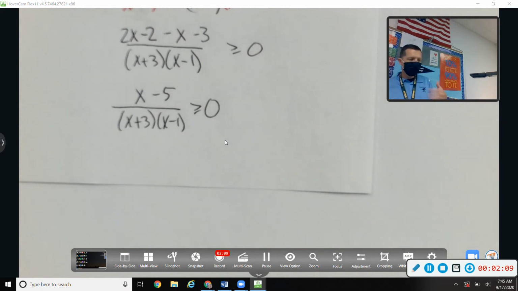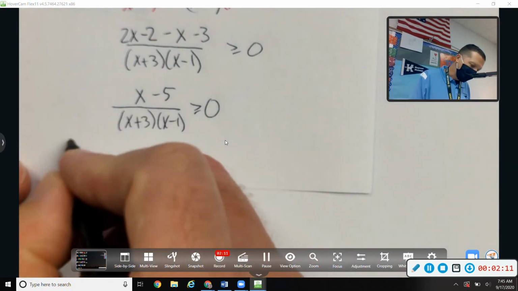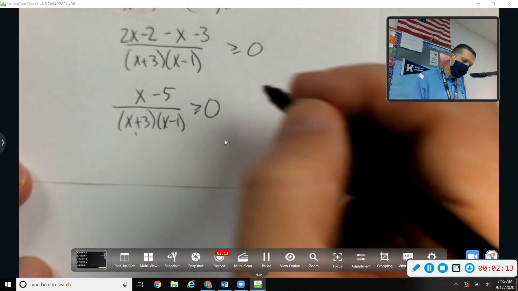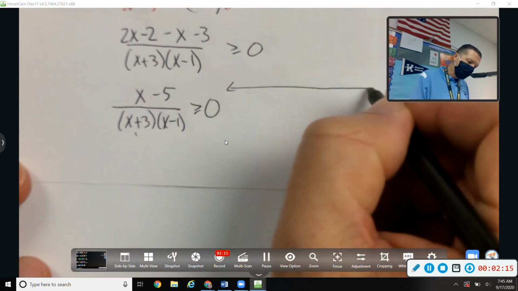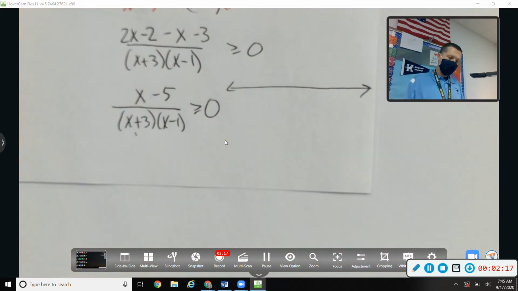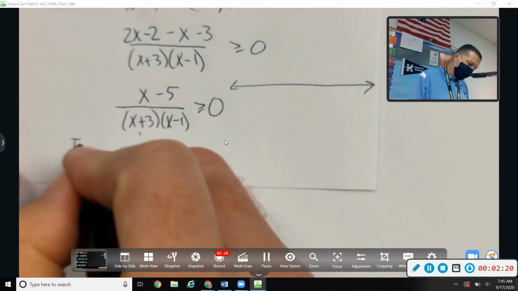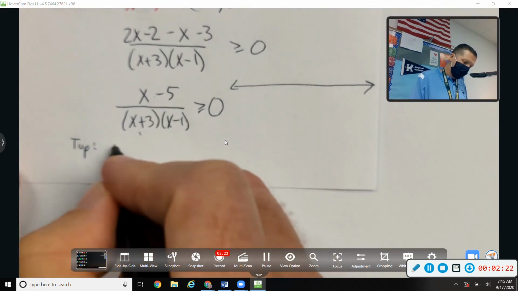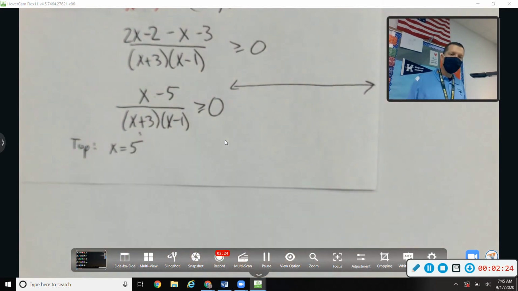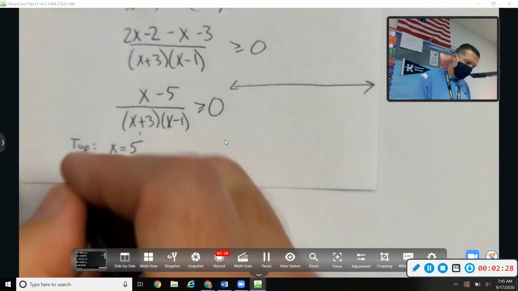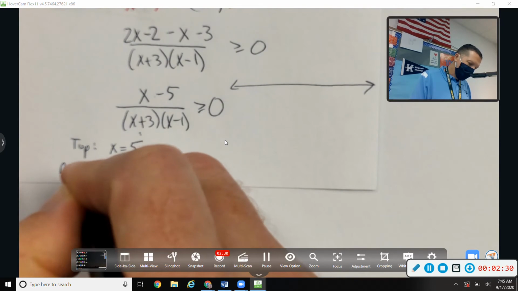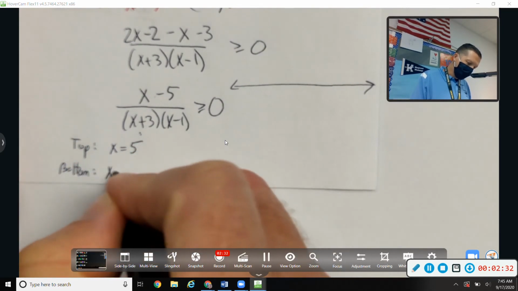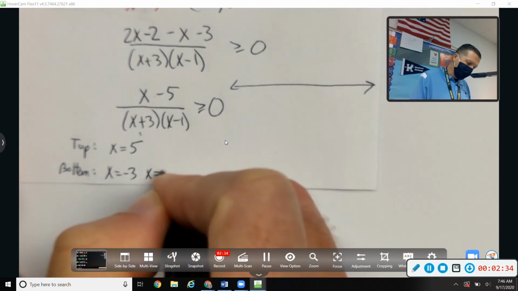All that pre-work. Now we're ready to find zeros of the top, zeros of the bottom, put them all on a number line, and see what happens. So zeros of the top would be x equals 5. I'm running out of space, but this is an easy one for this part of the problem. Zeros of the bottom would be negative 3 and 1.